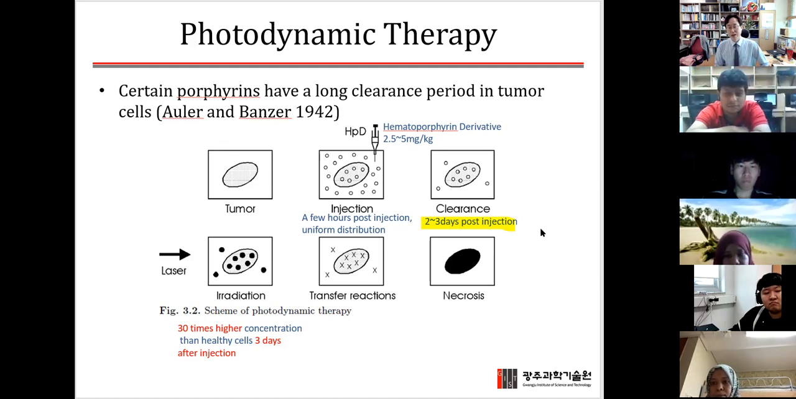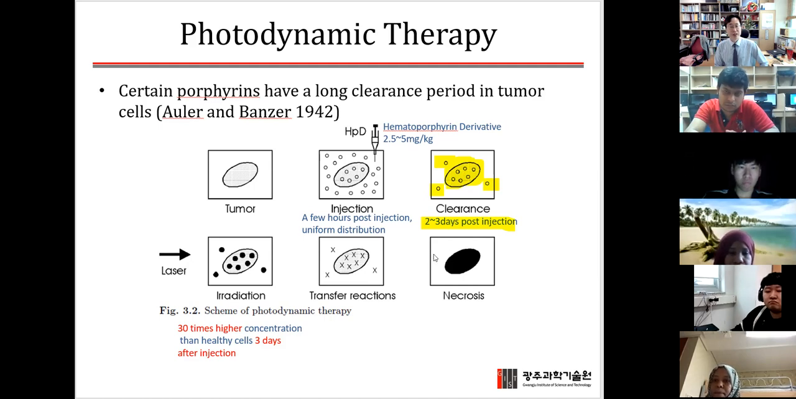While you are waiting, what happens is that normal tissues have a higher release of the photosensitizer from the body, either going through the kidney or through the liver. But the tumor is going to keep the photosensitizer within the tumor volume tissue.